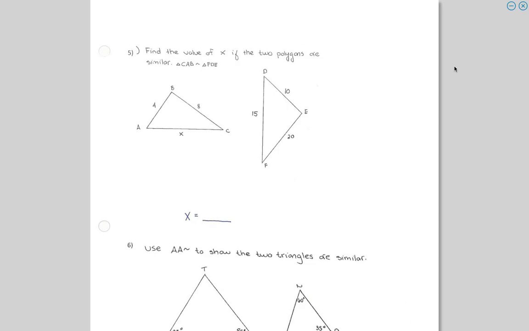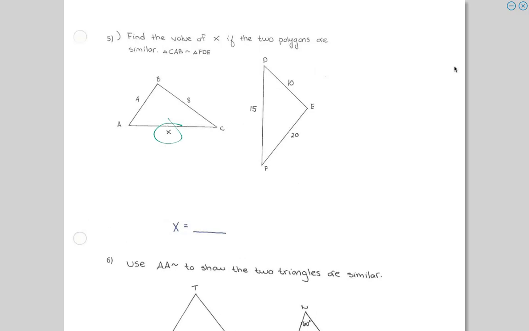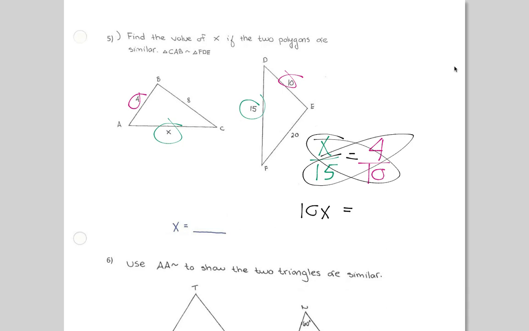All right, find the value of x if the two polygons are similar. So if they're similar, I'm allowed to use proportions. So that means x is going to go with 15. And that ratio will be the same as, now I get to choose. I'm going to use 4 and 10. You can use 8 and 20 because all of those fractions should represent the same thing. So x equals 6.